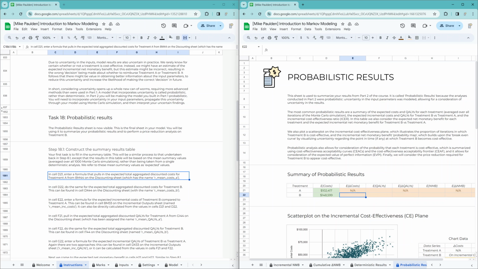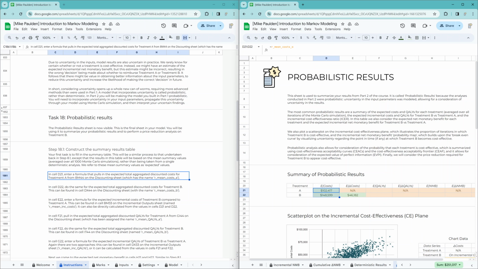Okay, so what is the expected incremental cost? There's a couple of ways you could do this. You could pull it in from the incremental output sheet. So we'll do that for this first one. So equals R_mean_incremental_cost. So it's this one here. Pulls it in from cell BM33 on the incremental output sheet. So that's one way of doing it. You could also, for these particular calculations, just calculate it from these two numbers. So for the purpose of this table, you can just do calculations within the table.